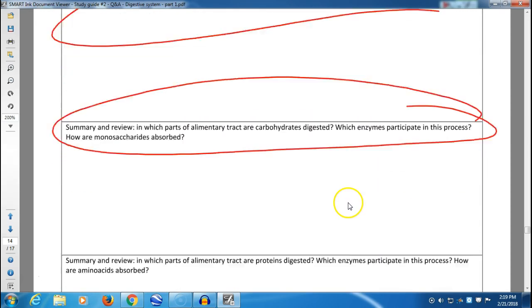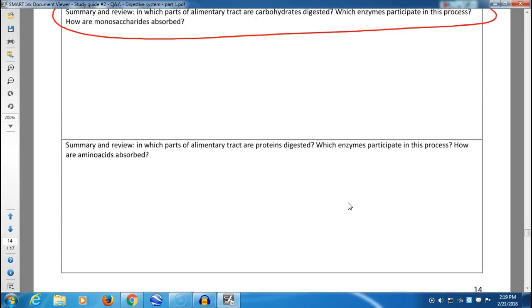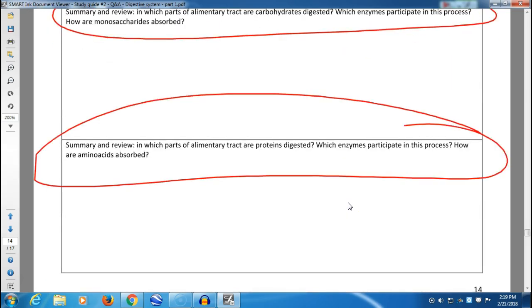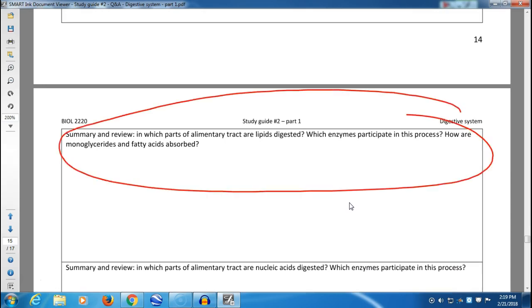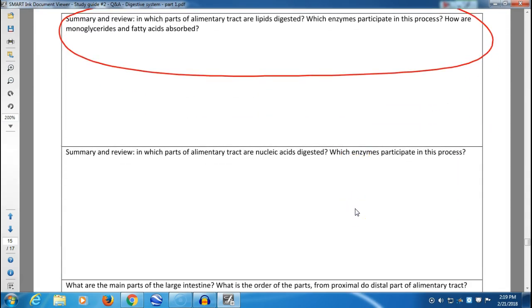In which parts is carbohydrate digested? This. Well, I'm asking, is that clear? We just reviewed it, so I want to make sure that this is all good. Nucleic acids are digested in the intestine. Okay. Do nucleic acids have important nutritional value? No.